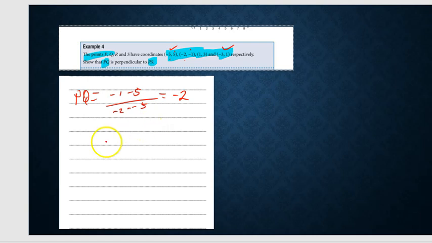Now let's look at the gradient of RS. RS is simply going to be 1 minus 3, divided by -3 minus 1. That is -2 divided by -4, which is a half. You will get 1/2. Guys, use your calculator to confirm the answers if you get lost.